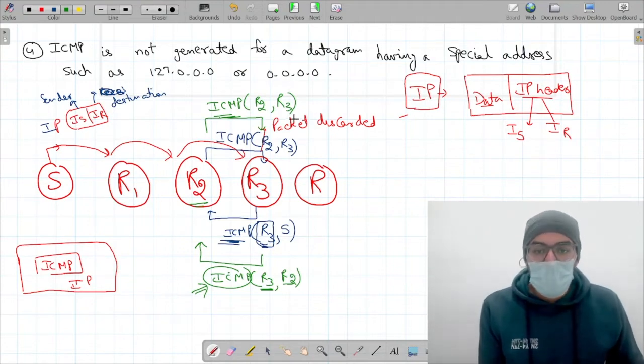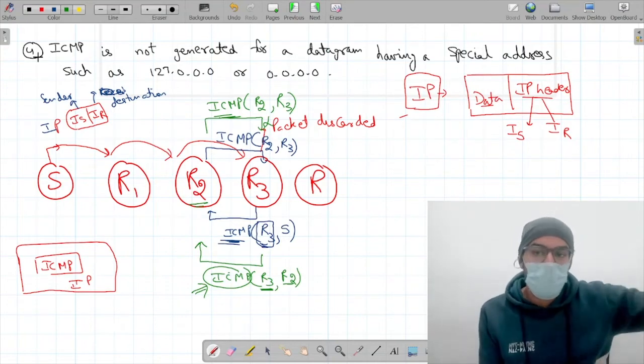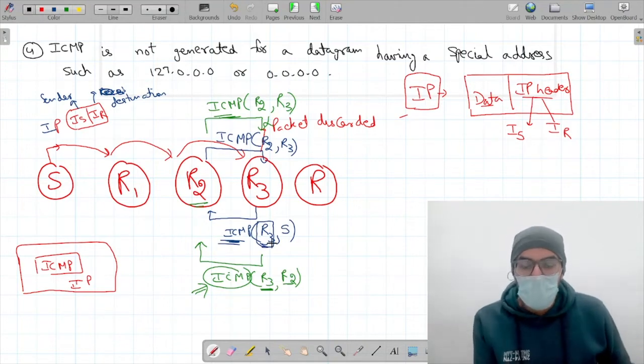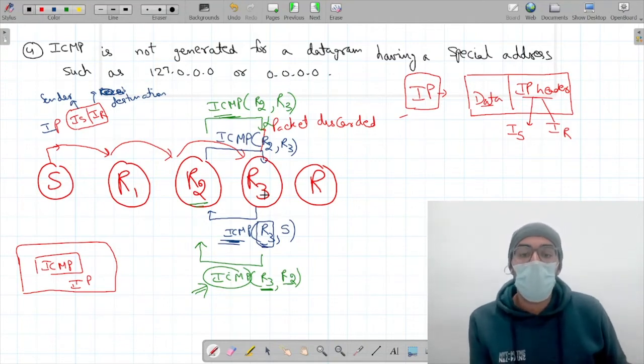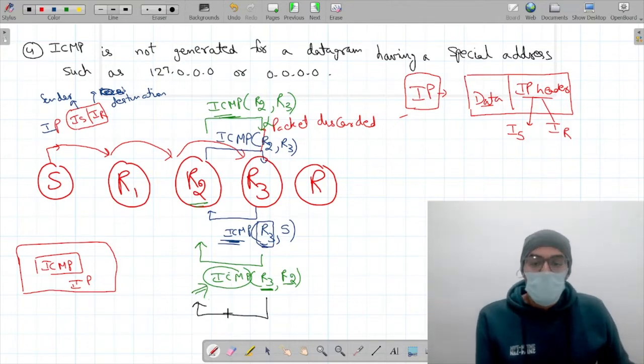Let's say this packet is again discarded by R3 because of a lot of errors, let's say network congestion in this particular case. Then again I'm showing it with green, yellow, black. Okay. Then again router R3 is going to tell R2, because it is a type of IP packet, that I have discarded your packet. So router R3 will be sending an ICMP message.